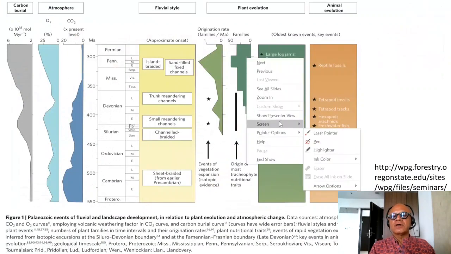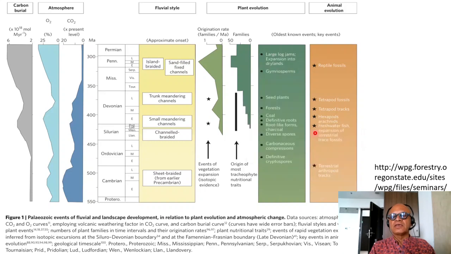Coming back to this, we are looking at the indirect effects of vegetation now. So this is showing, going back to 550 million years ago, so just to the end of the Proterozoic and the beginning of the Cambrian, that the carbon burial amounts have changed along the way, in 10 to the 18 moles per million years, and there are also estimates of atmospheric oxygen and carbon dioxide along the way. Obviously, there have been very high amounts of carbon dioxide in the atmosphere before, as we know.